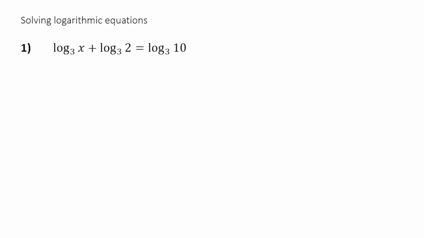Here we've got log base 3 of x plus log base 3 of 2 is equal to log base 3 of 10. Now, what law do you think we can apply to this? If we remember the first law of logarithms, if I have log A plus log B, then I will get the log of A times B. So over here, if I've got log x plus log 2, what I have is log of 2x. Remember, still the base is 3.